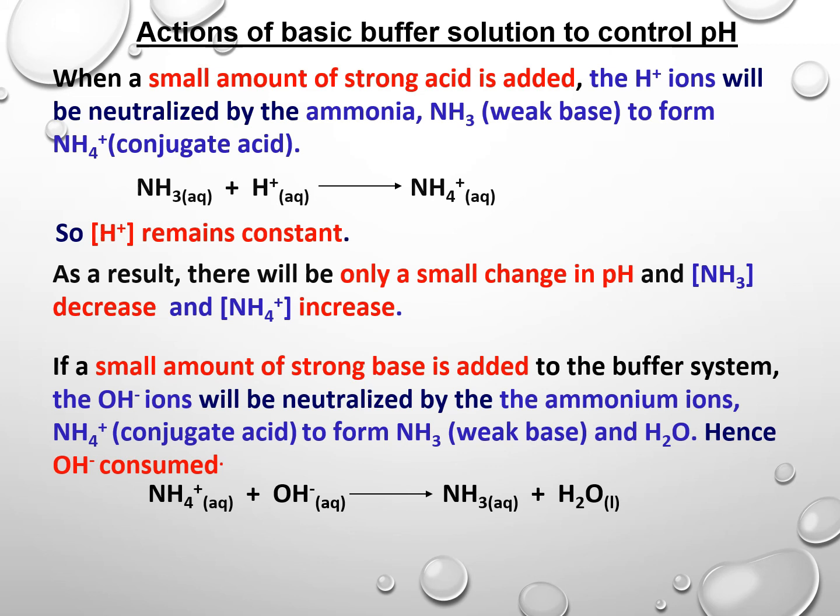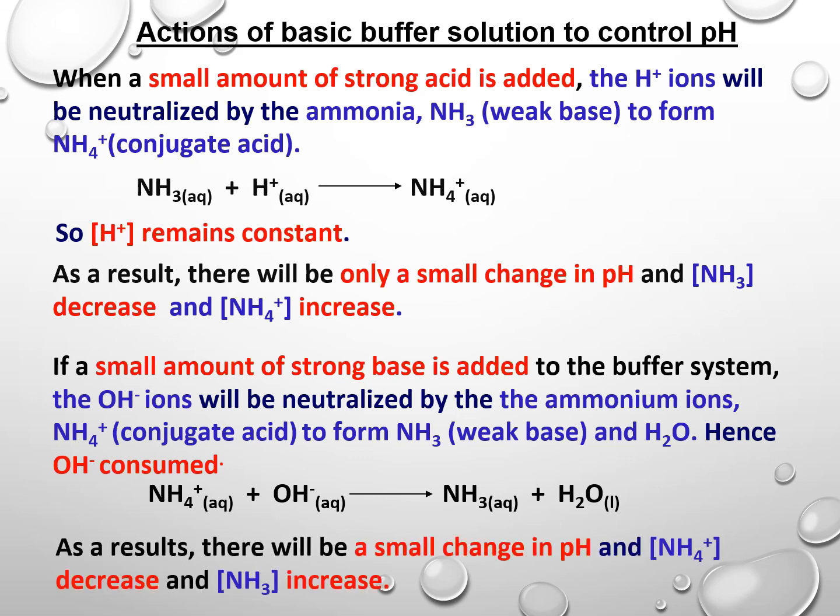Since the added hydroxide ions have been consumed, there will only be a small change in pH, and the concentration of the ammonium ions, which is the conjugate acid, decreases, and the concentration of the weak base ammonia will increase.